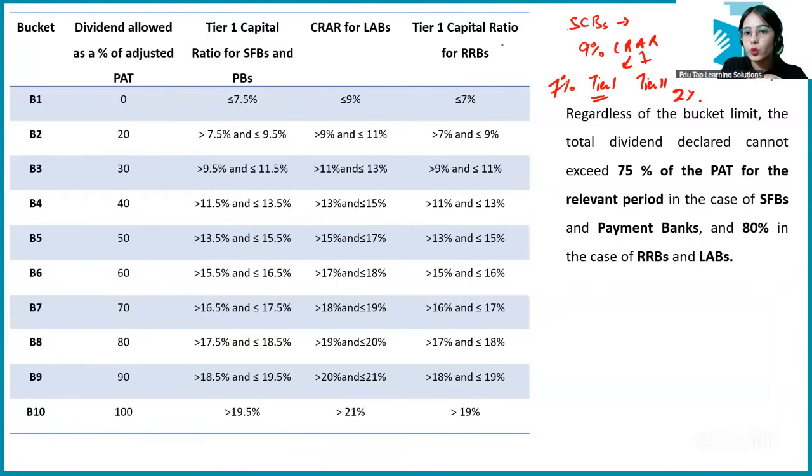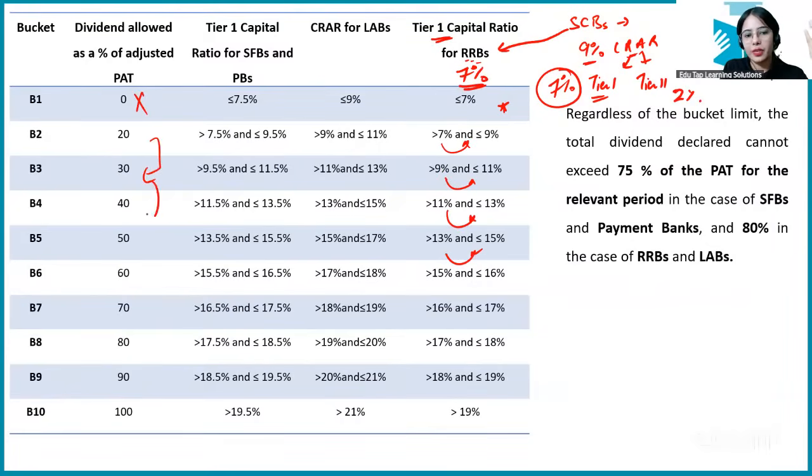Now for the regional rural banks also, 9% is the CRAR and the tier 1 capital is 7%. If they are maintaining 7% of tier 1 capital, that means they are maintaining only the minimum or less than minimum. Should they be allowed to pay the dividend? No. And the rest, same goes: 2% increase, 10% dividend payout increase. Till bucket 5. After that, 1%. RBI has decided it because of the focus areas. Okay.